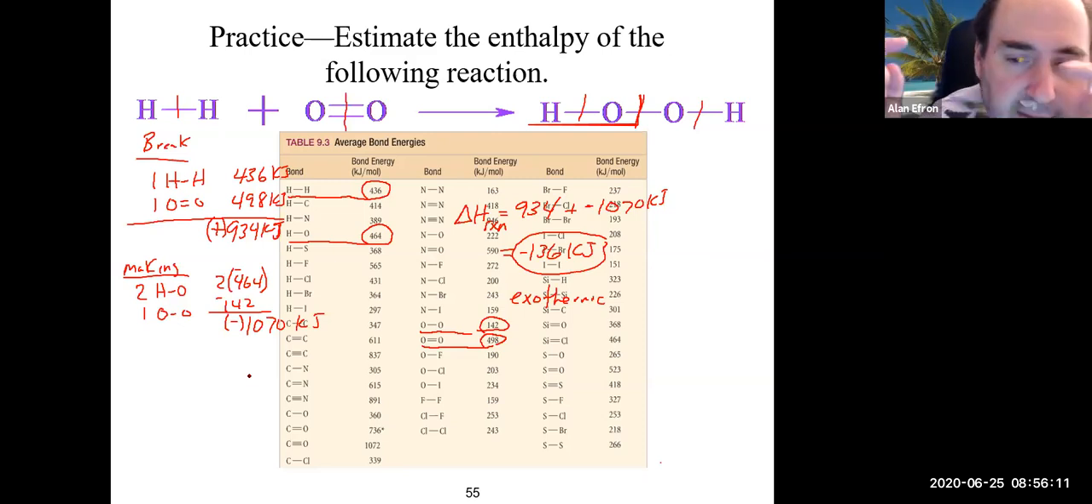Now, when you make bonds, since the atoms are separated from each other, moving around, they need to lose or give off energy to slow down enough to come together and make that bond. So when we make bonds, it's an exothermic process, and that's why those end up with a negative value. In the table, they're all going to be positives.